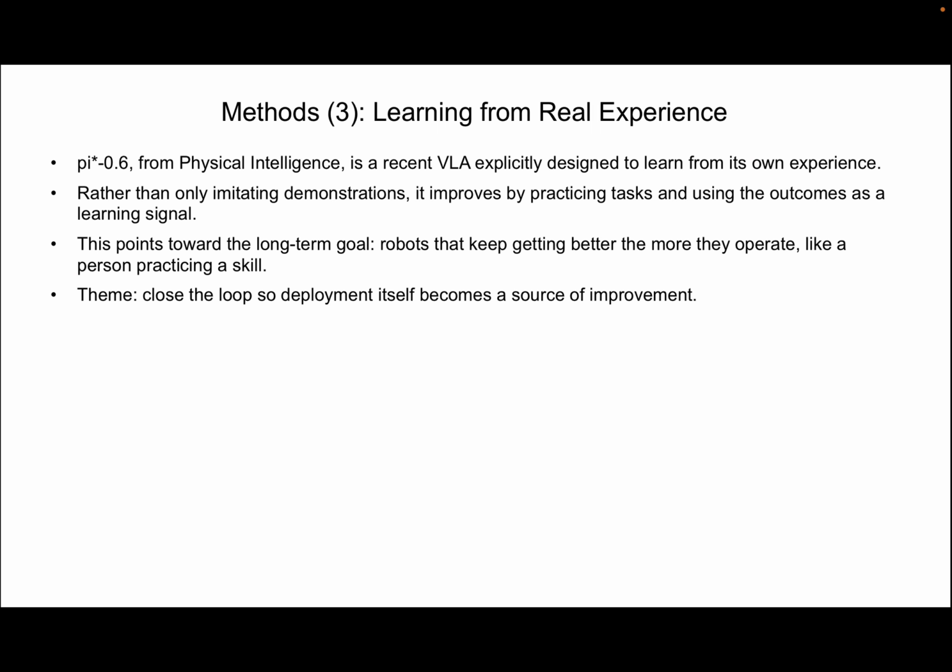And the third method is learning from real experience. Pi star 0.6 from Physical Intelligence is a recent VLA explicitly designed to learn from its own experience. Rather than only imitating demonstrations, it improves by practicing tasks and then using outcomes as a learning signal. This points toward the long-term goal: robots can keep getting better, operating more like a person practicing a skill. The theme is to close the loop, so deployment itself becomes a source of improvement.